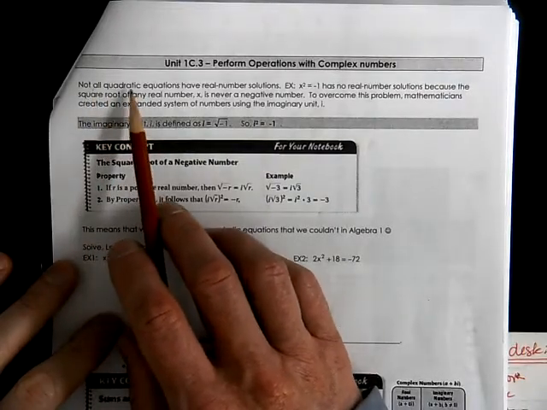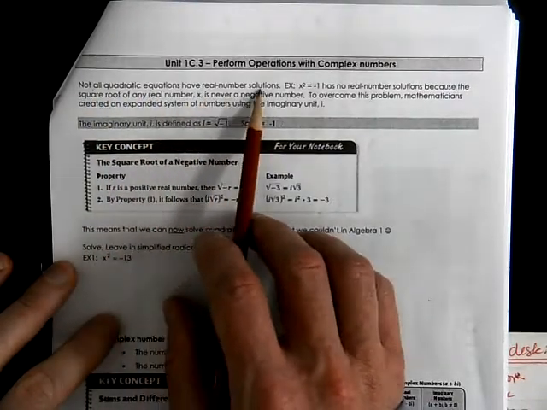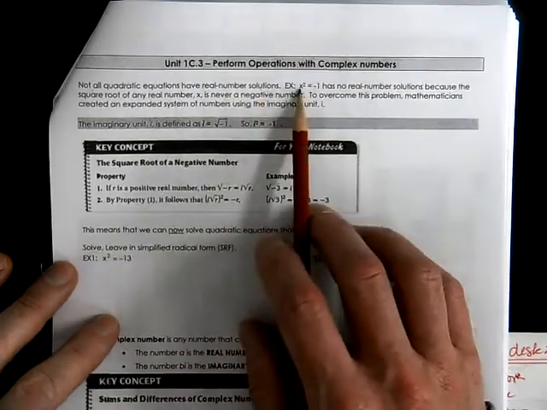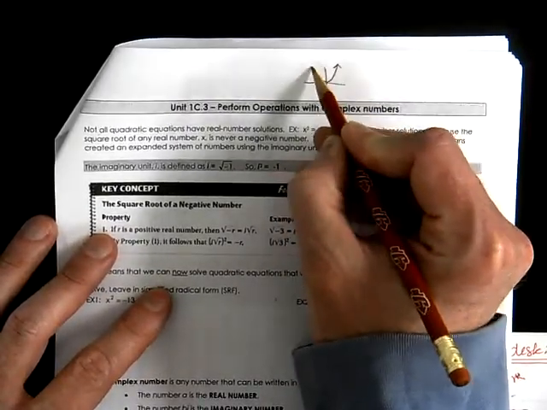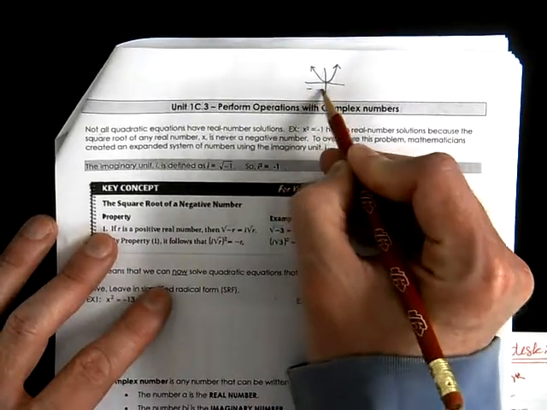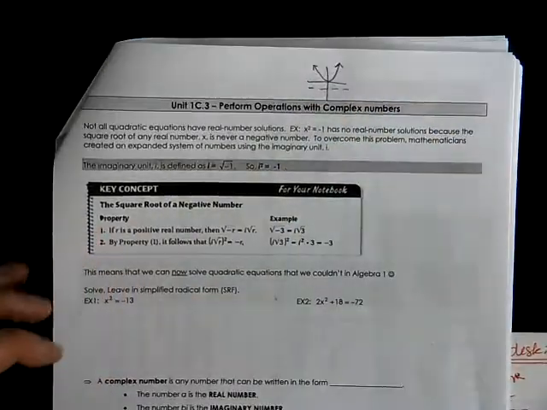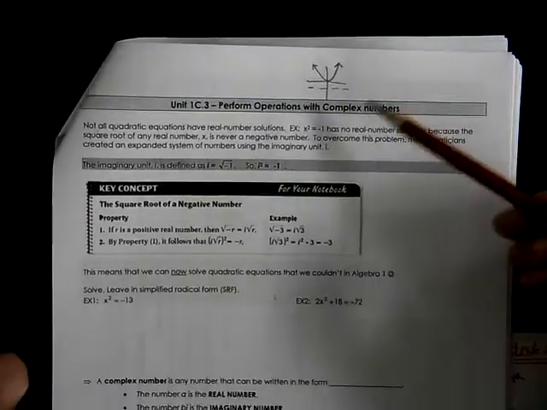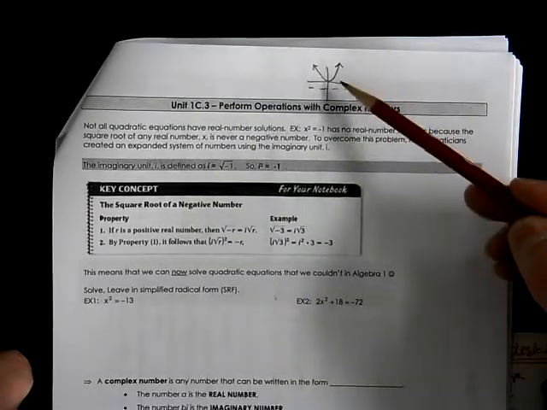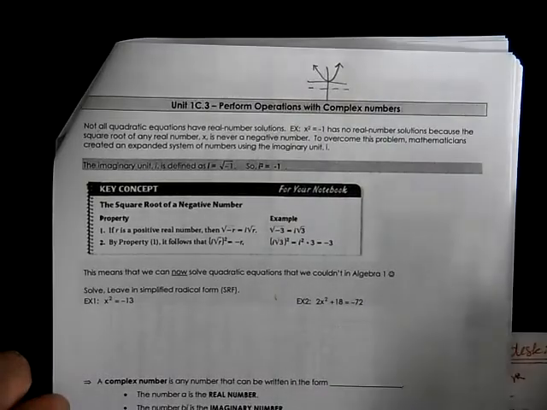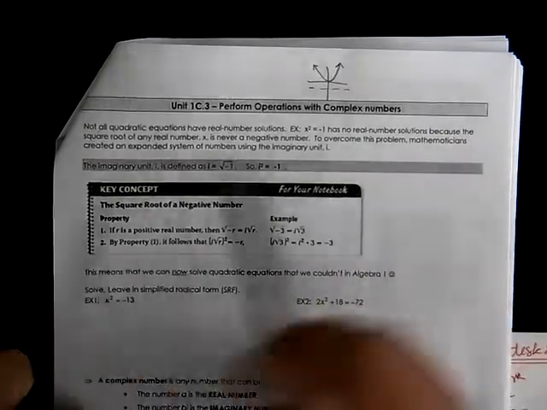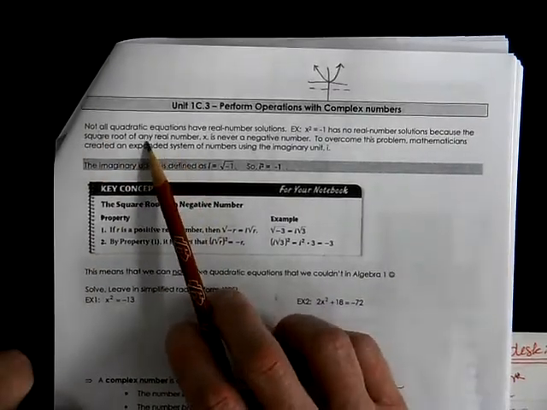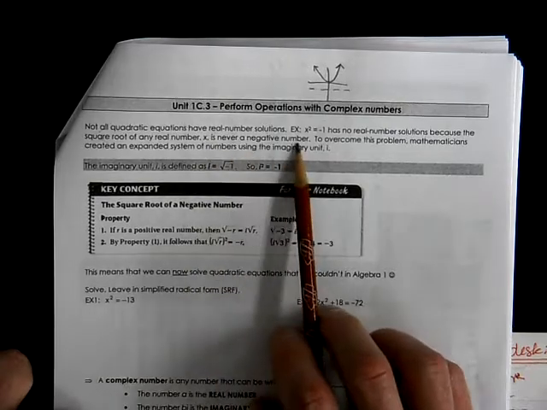Okay, as we look at this, not all equations have real solutions. For example, if you're doing x squared equals negative 1, we think about our parabola, and we're trying to see where that parabola crosses at negative 1. Mathematically, it doesn't cross the line y equals negative 1 anywhere. So we would typically consider that no real solution, because the square root of any real x value is never going to be a negative number.